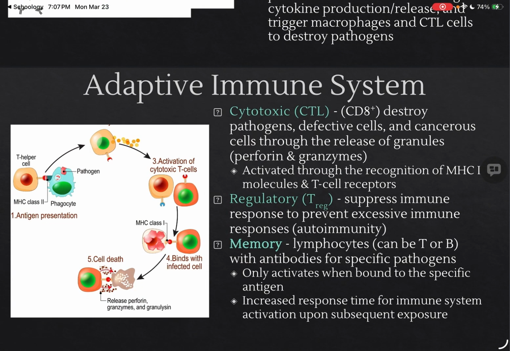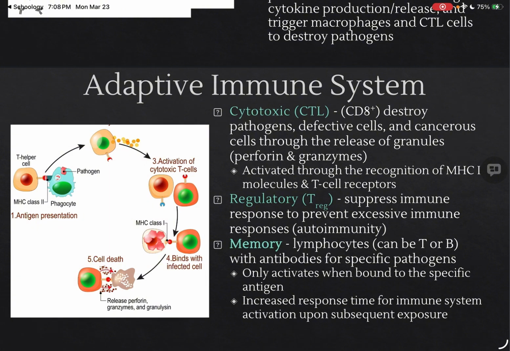We have cytotoxic T cells, which are CTL, or CD8+, which destroy pathogens, defective cells, and cancerous cells through the release of granules, the perforin and granzymes. They're activated through the recognition of the MHC1 molecules and T cell receptors. Next is our regulatory T cells, Treg. They suppress the immune response to prevent excess immune responses.